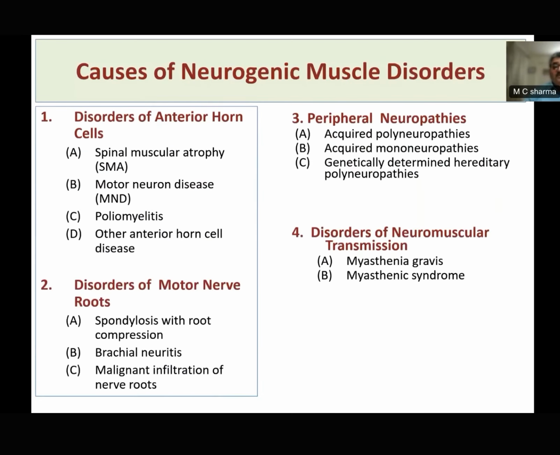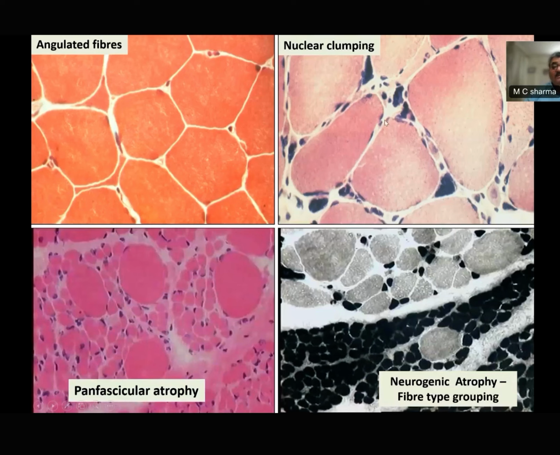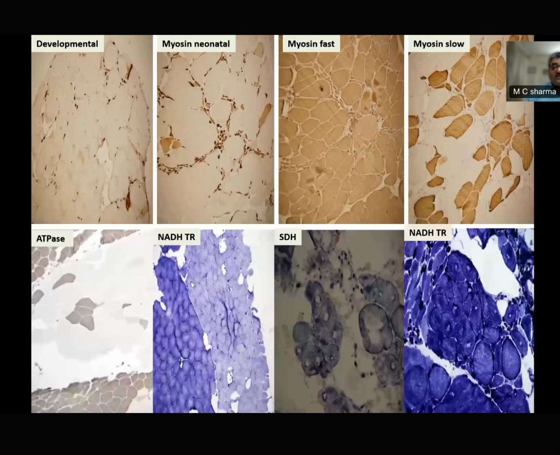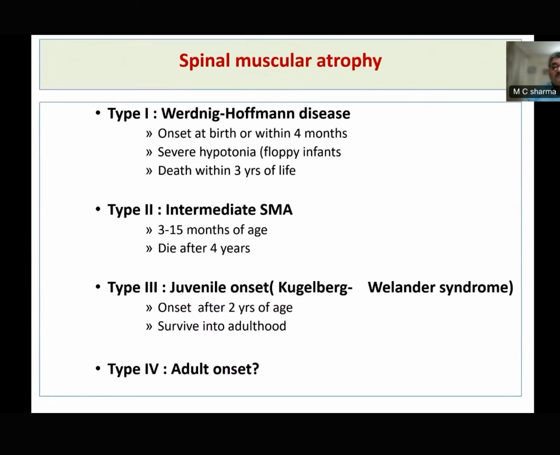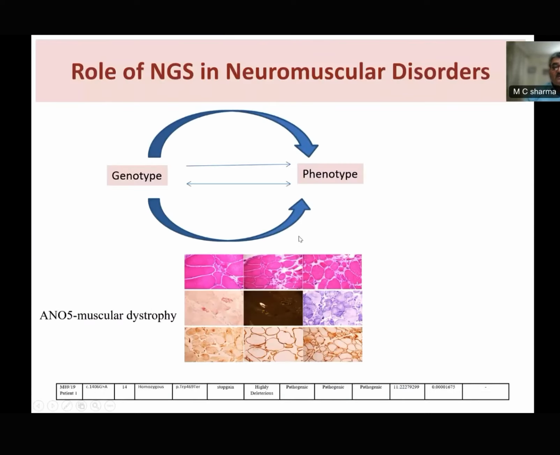The other group is neurogenic. There are a lot of causes of neurogenic, and SMA is the most common. It may involve the anterior horn cells, motor neurons, the neuromuscular junction, peripheral neuropathy. And one of the features is a lot of these multinucleated cells, atrophic cells, group atrophy. As mentioned, one can do immunohistochemistry, histochemistry. Some antibodies are available for the characterization.